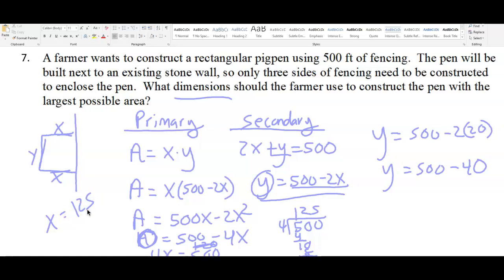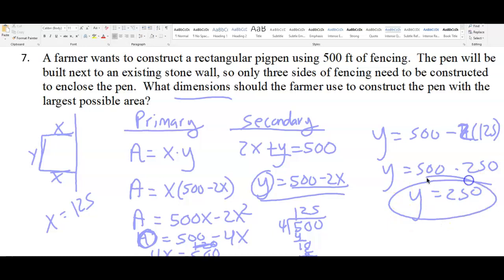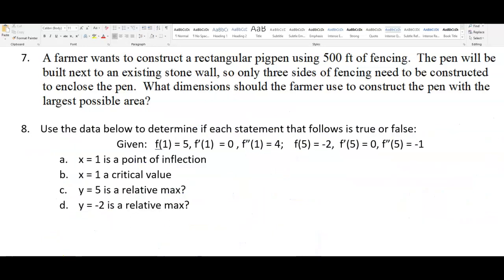All right. Backing up a little bit. Sorry about that. So we have 4 times 125. Is that right? It's 2x, Mr. Bailey. 2x, Mr. Bailey. Okay, there we go. So y equals 250, x equals 125. Cool enough. All right, moving along.